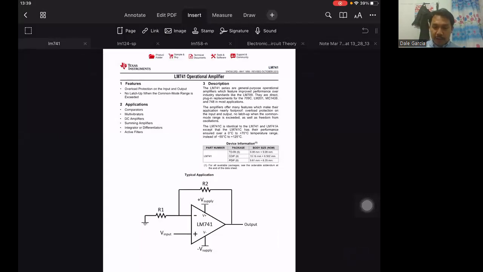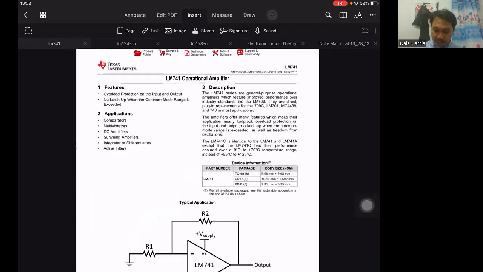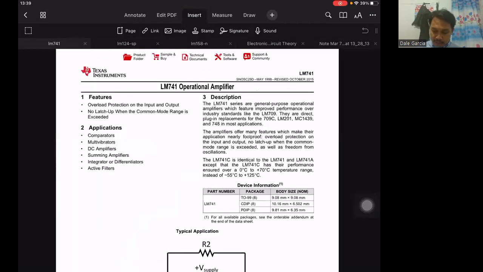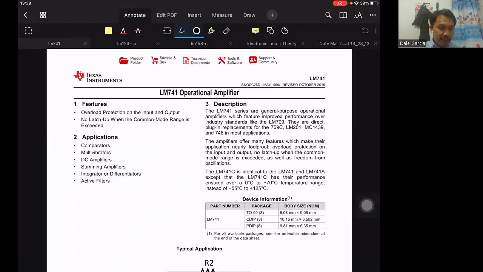specification sheet of an operational amplifier looks like. So this is a specification sheet for a general purpose amplifier. Its part number is the 741. Specifically, this is the 741 operational amplifier, LM741. So, a general purpose op-amp.